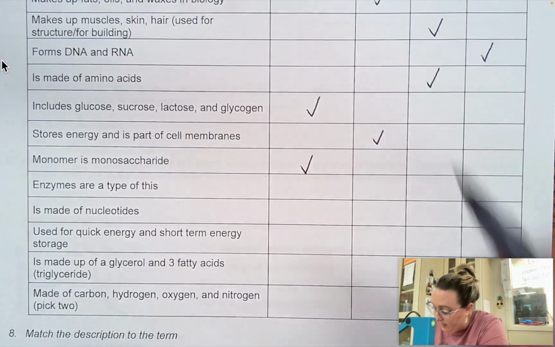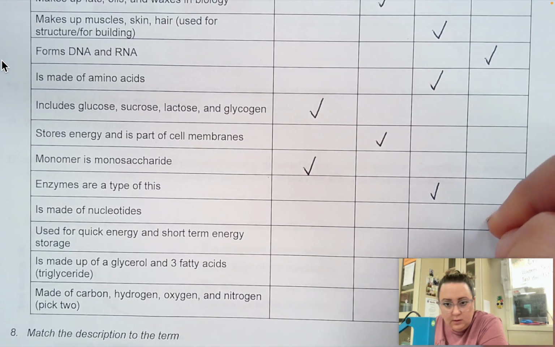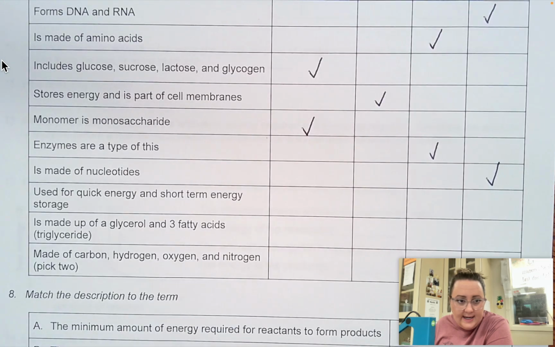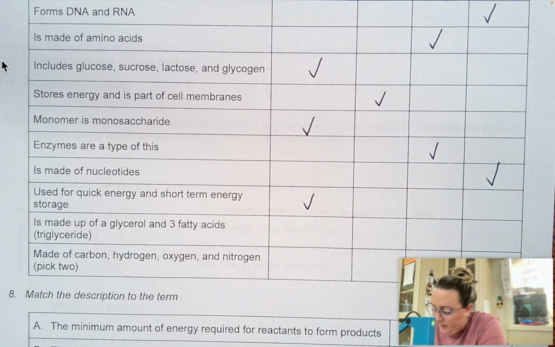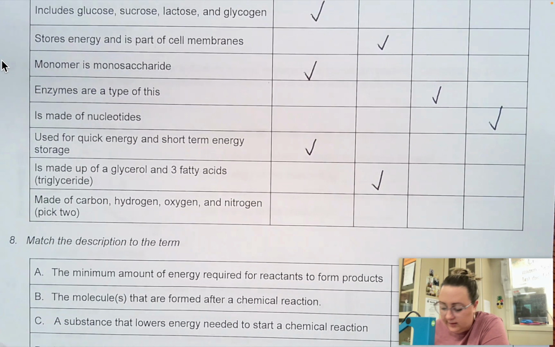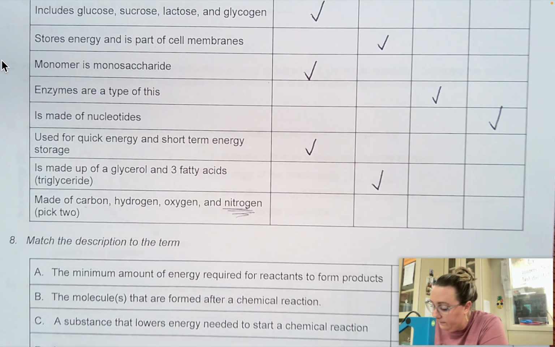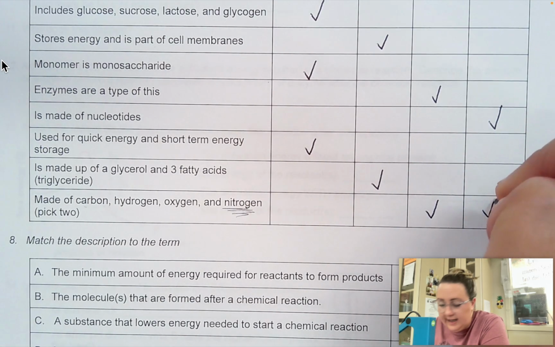Enzymes are a type of protein. This is made of nucleotides, nucleic acid. Used for quick energy and short-term storage. Quick energy is carbohydrate. Is made up of glycerol and 3 fatty acids, lipid. And made of carbon, hydrogen, oxygen, and nitrogen, 2 things. So all of them have this, but that nitrogen's the key word. So that is going to be protein and nucleic acid.